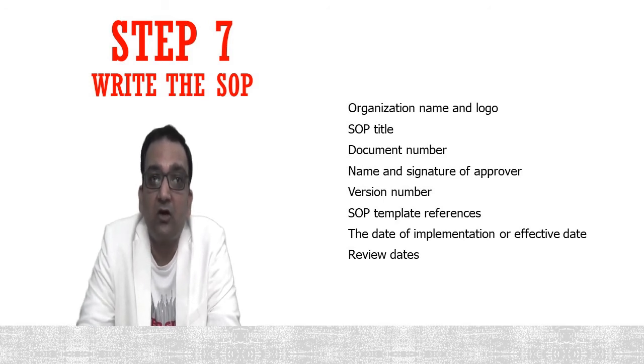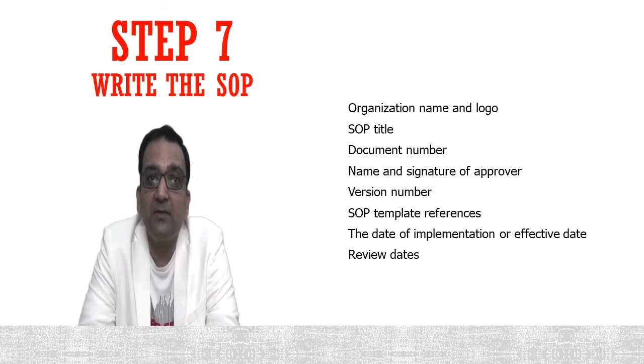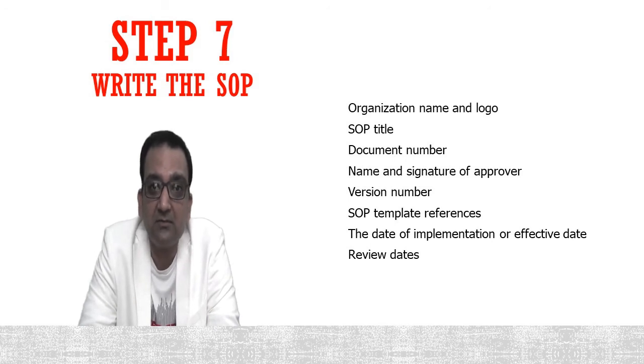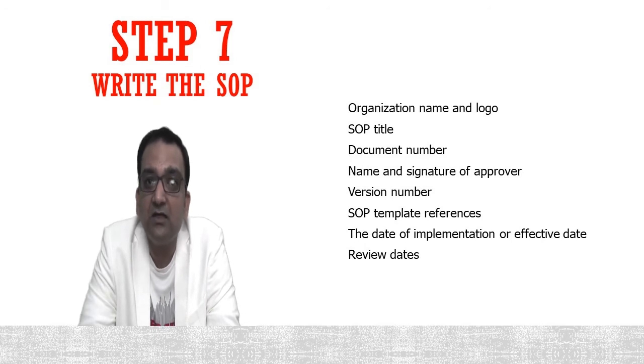Here are some examples of metadata. It might include organizational name and logo, the SOP title, the document number, the name and the signature of the approver, the version number, the SOP template references, the date of implementation or effective date and review date, and in the end, signed by whoever has created, reviewed and revisited the standard operating procedure.